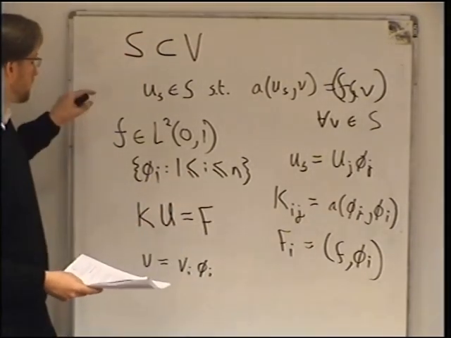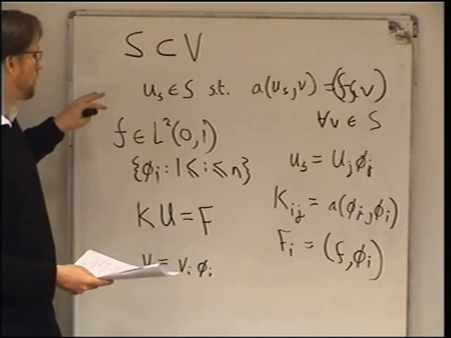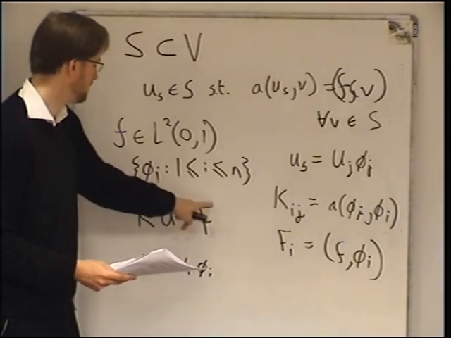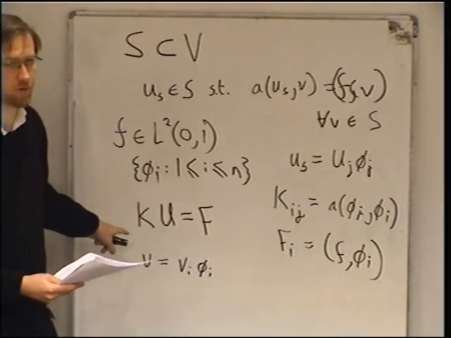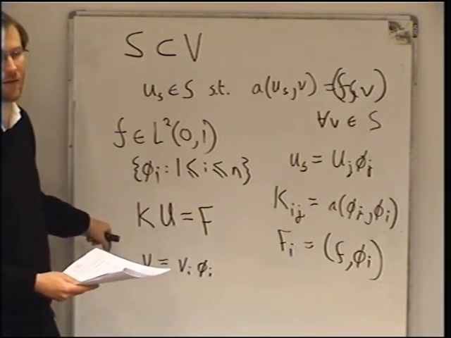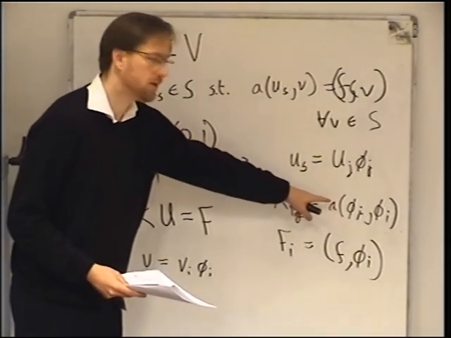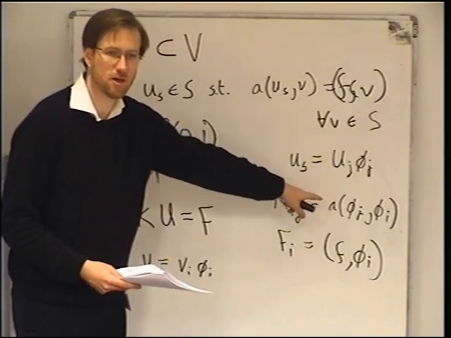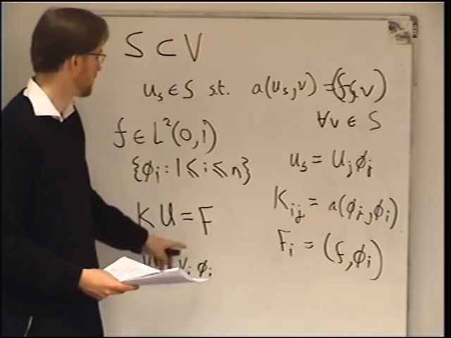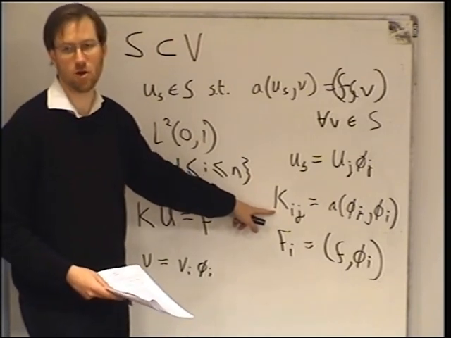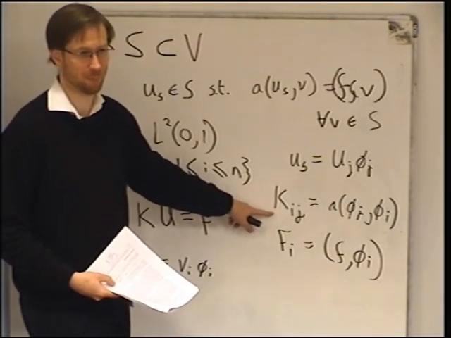So that means I have a system of a finite number of linear equations. It's a matrix equation. And phi_i goes from 1 to n, phi_j goes from 1 to n. So this is a square matrix. So I've got some hope that I might actually be able to solve this thing.